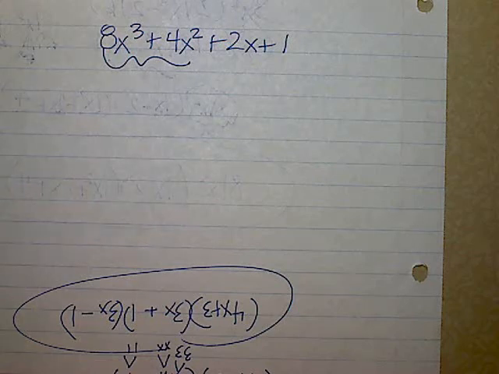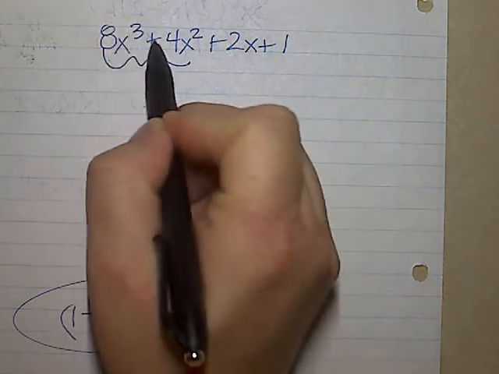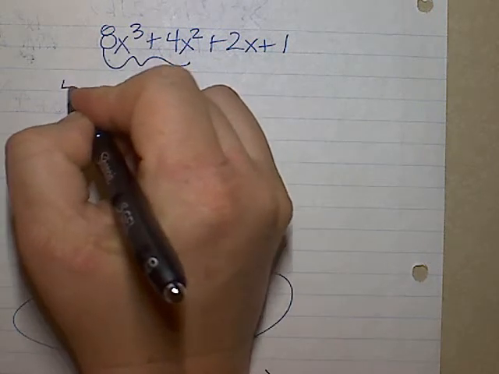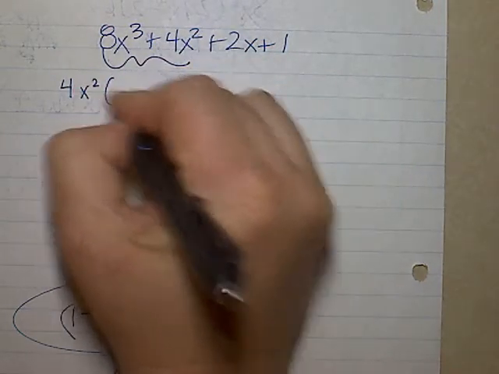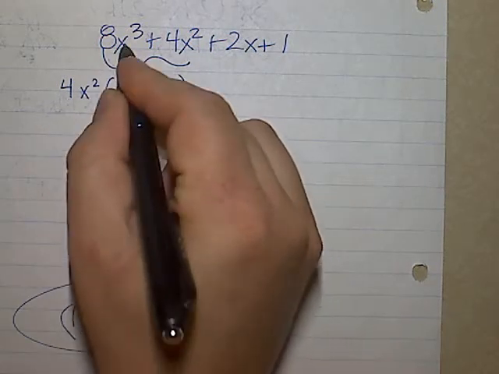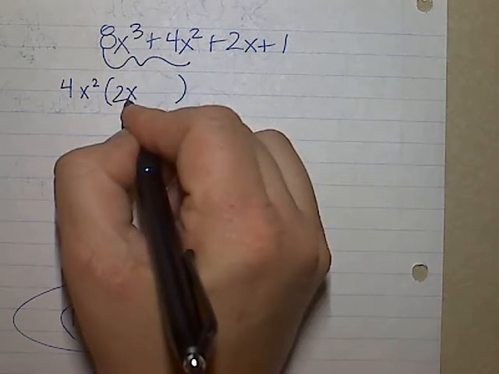So this is example number 2. And so here we're going to factor out a 4. It's the largest number I can take out of both of these. I can also see I can take out an x squared. So 4 times 2 is 8. I need 3 x's, so I attach one more.